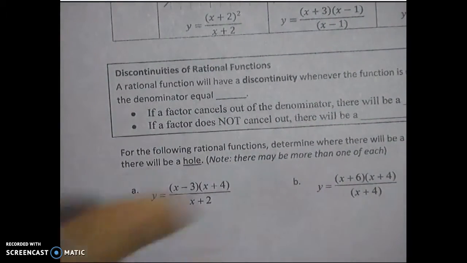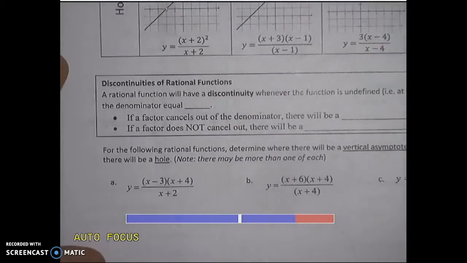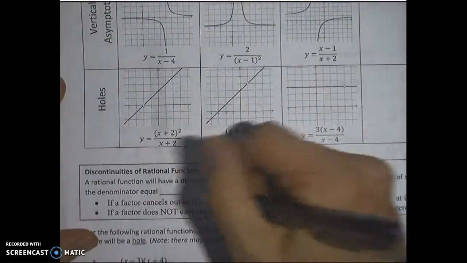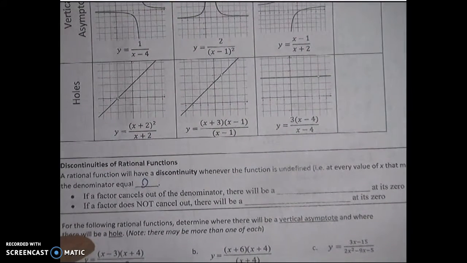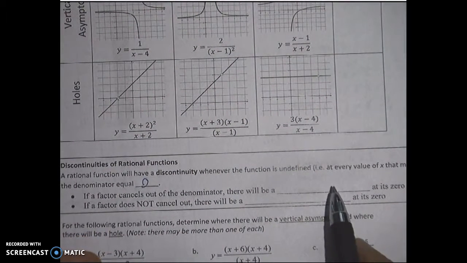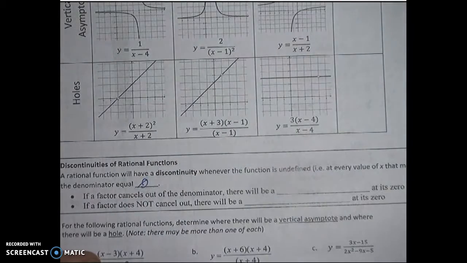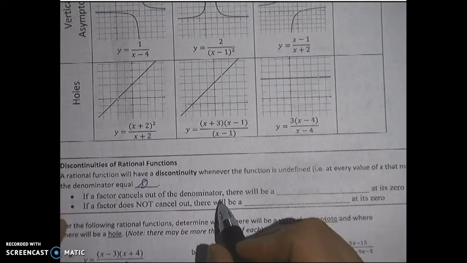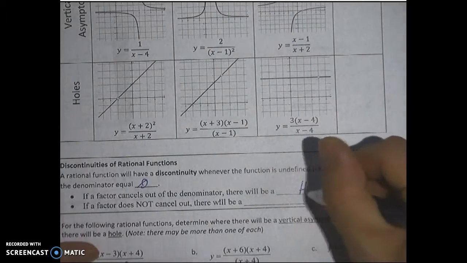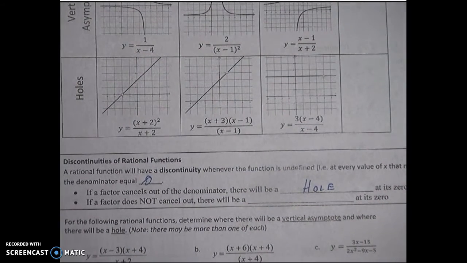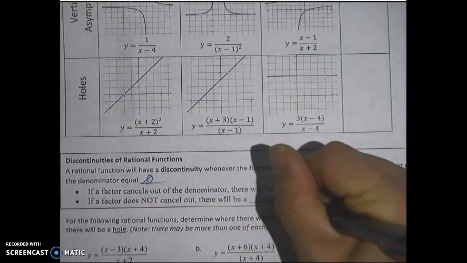The last thing we need to talk about is how to find discontinuities inside of a rational function. Discontinuity occurs when the denominator is equal to 0. So a rational function will have a discontinuity whenever the function is undefined, i.e. at every value of x that makes the denominator equal to 0. If the factor cancels out of the denominator, there's going to be a hole. So if you can cancel something, there's a hole. If the factor does not cancel out, there will be a vertical asymptote.